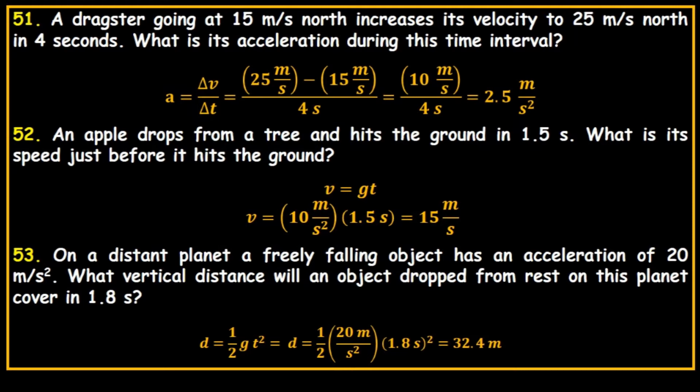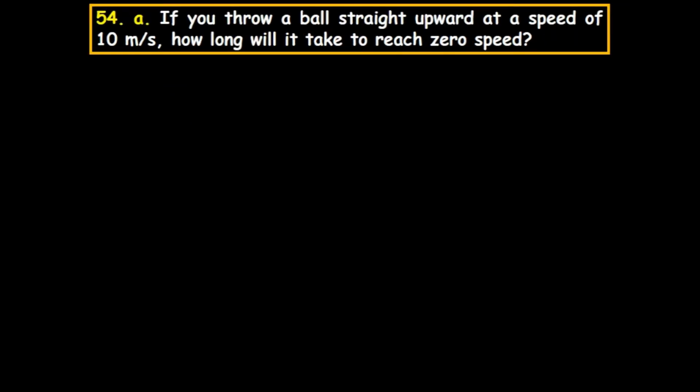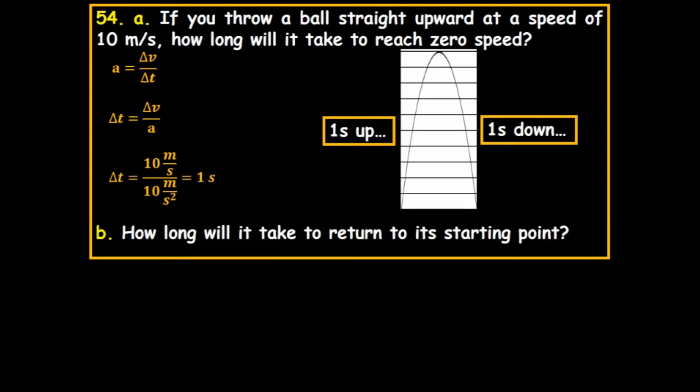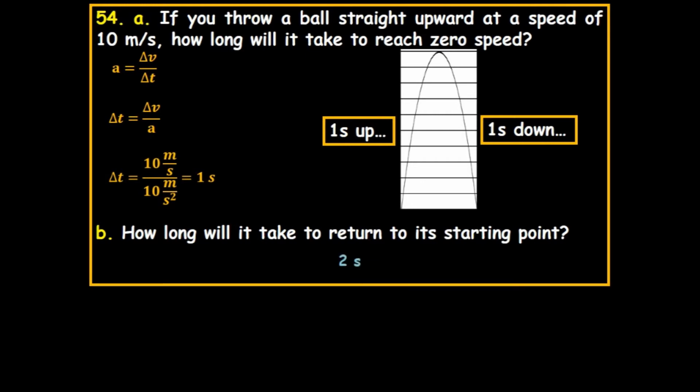If you throw a ball straight upward at a speed of 10 meters per second, how long will it take to reach zero speed? Well, delta t is delta v over a, so it'll be 10 meters per second over 10 meters per second squared, or 1 second. How long will it take for the return to the starting point? 2 seconds. 1 second up, 1 second down.